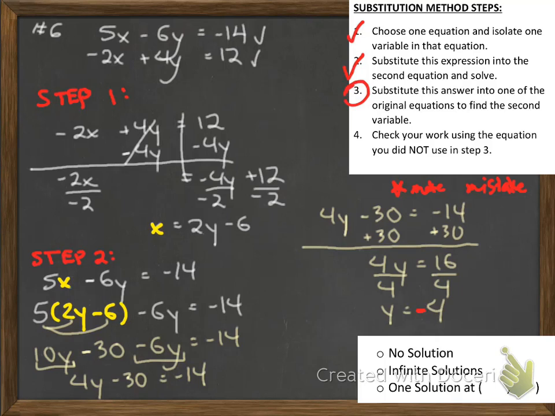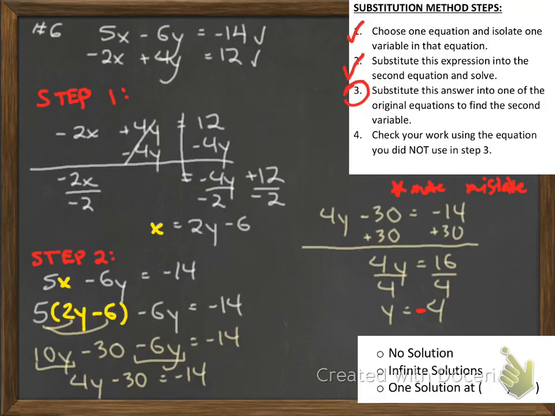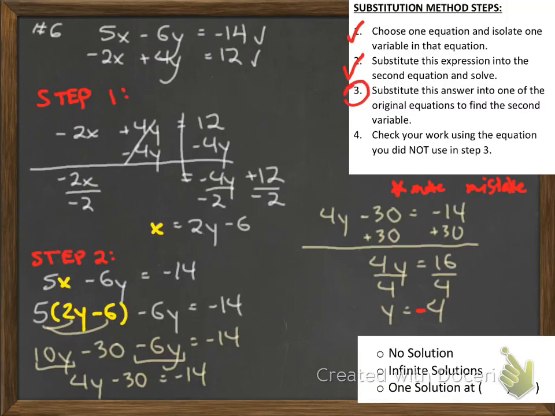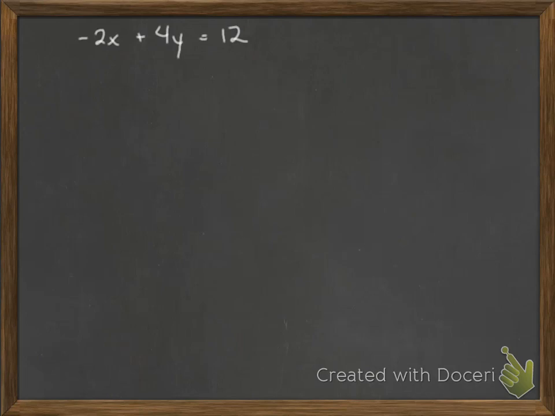Okay, so I can pick either one of these equations. In this particular example, to check my work, it doesn't matter. So I'm going to pick the equation negative 2x plus 4y equals 12, and I'm going to have to use another piece of paper. So let's see. We have negative 2x plus 4y equals 12. Okay, and again, we know that the answer is y equals 4.